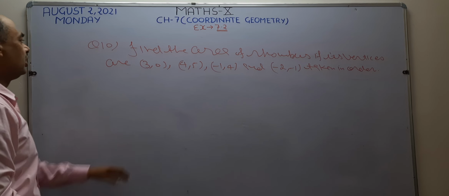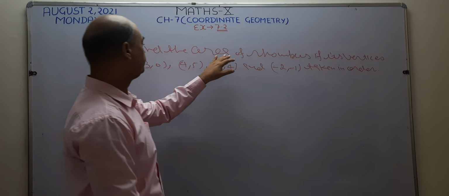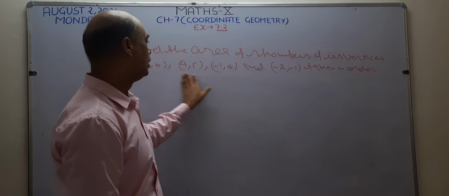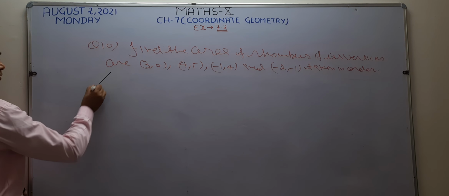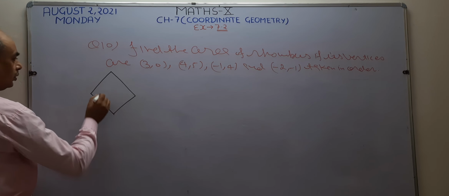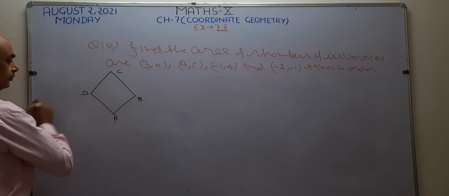Now we are going to solve the last question of this exercise 7.2, which is question number 10. Find the area of the rhombus if its vertices are given and taken in order. We are going to take in order. Suppose this is your rhombus. So the coordinates start with A, B, C and D.